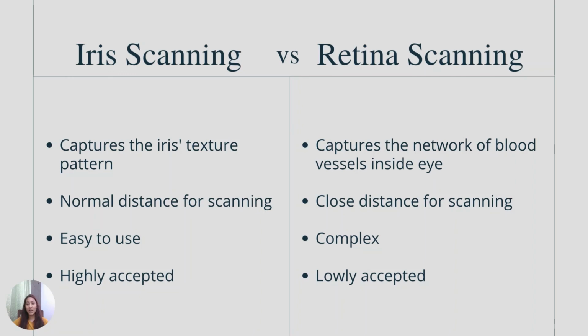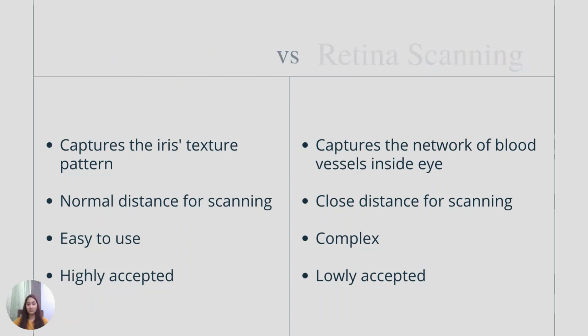While iris recognition captures the iris's texture pattern, a retina scanner captures an image of the network of blood vessels inside the eye. Iris scan can be taken from a normal distance, around 1 meter, while you need to be close to the device for a retina scan. The process of iris scanning is easier than the process of retina scan. Iris scan is widely accepted, while retina scan is not.